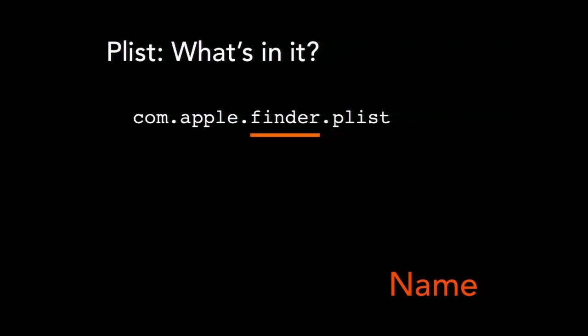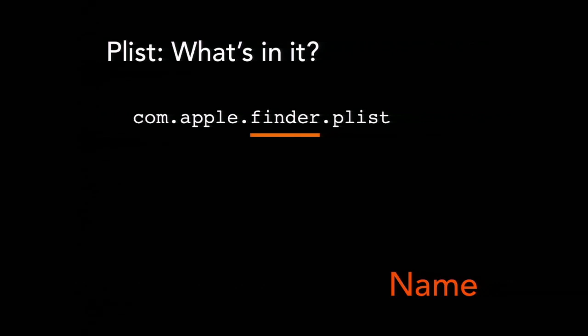The part right before the plist is going to be talking about the application generally that it's intended for. So in this case, Finder, it's very logically named. You shouldn't have a hard time finding the plist once you know what you're looking for. Again, there's nothing structured into that. It's just the Finder.